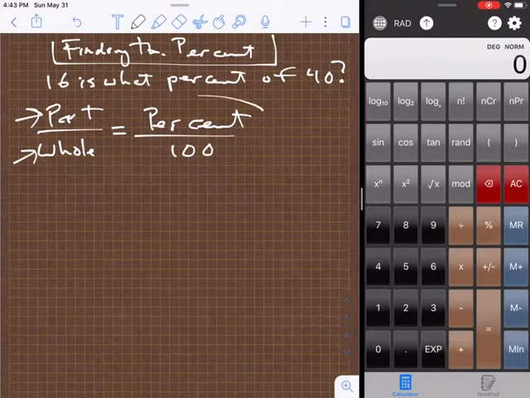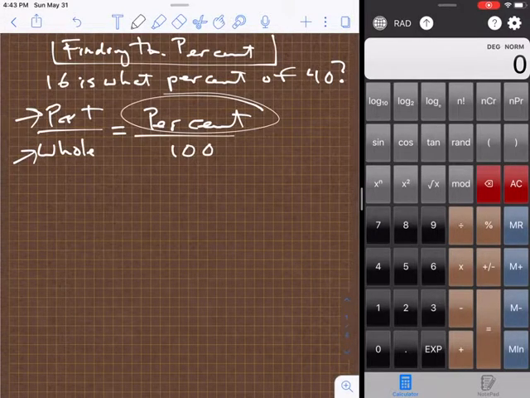All right, so we've talked about how to find the part, and we've talked about how to find the whole. So now we are going to talk about how to find the percent. All right, and of the three different ways that you use this proportion, this is clearly the easiest. And it is. And I'll show you a quick way to do this.